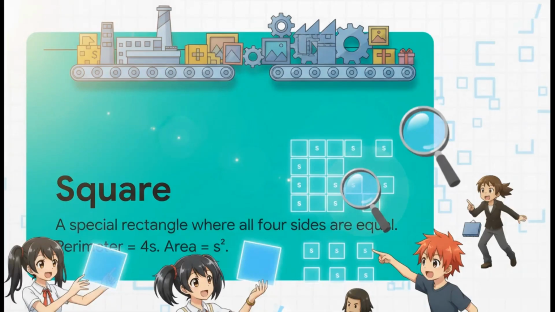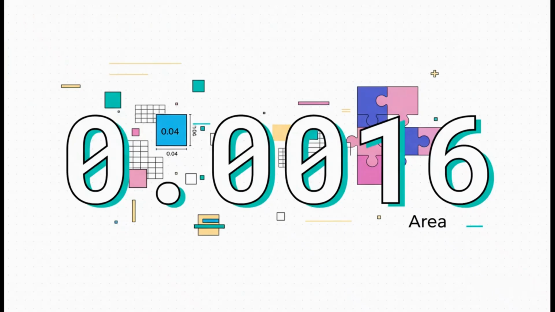Next in the toolbox is the square. And really, a square is just a rectangle's super-organized cousin, where all the sides are exactly the same length. And that makes the math even easier. The area is just the side length times itself. And what's cool is that this rule works no matter the size. Even for a super tiny square with a side of just 0.04 units, the formula works like a charm. We get this tiny little area of 0.0016. The logic is always the same.